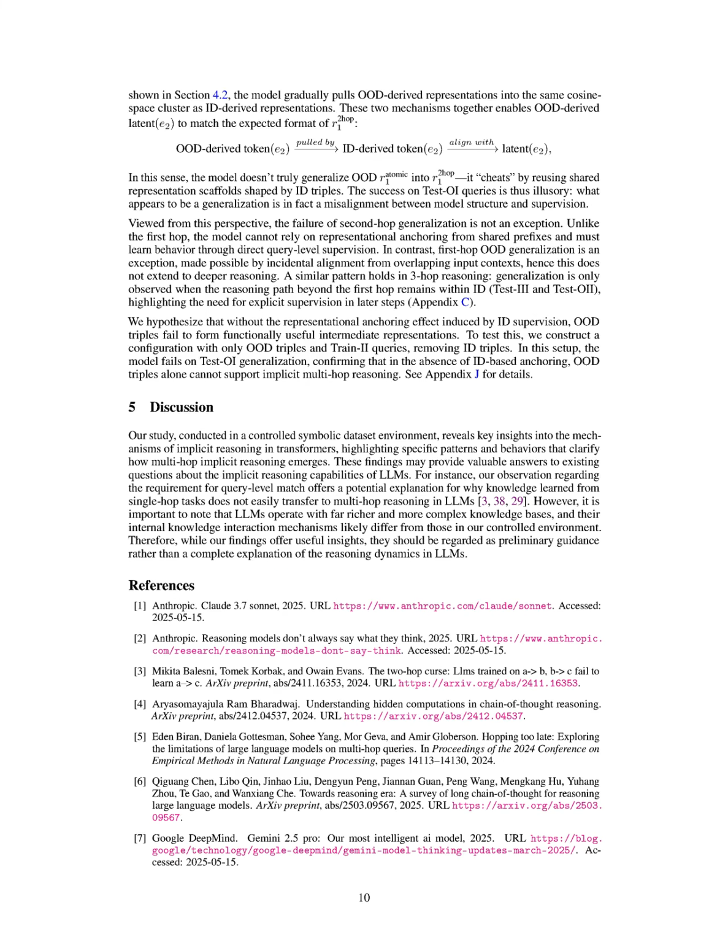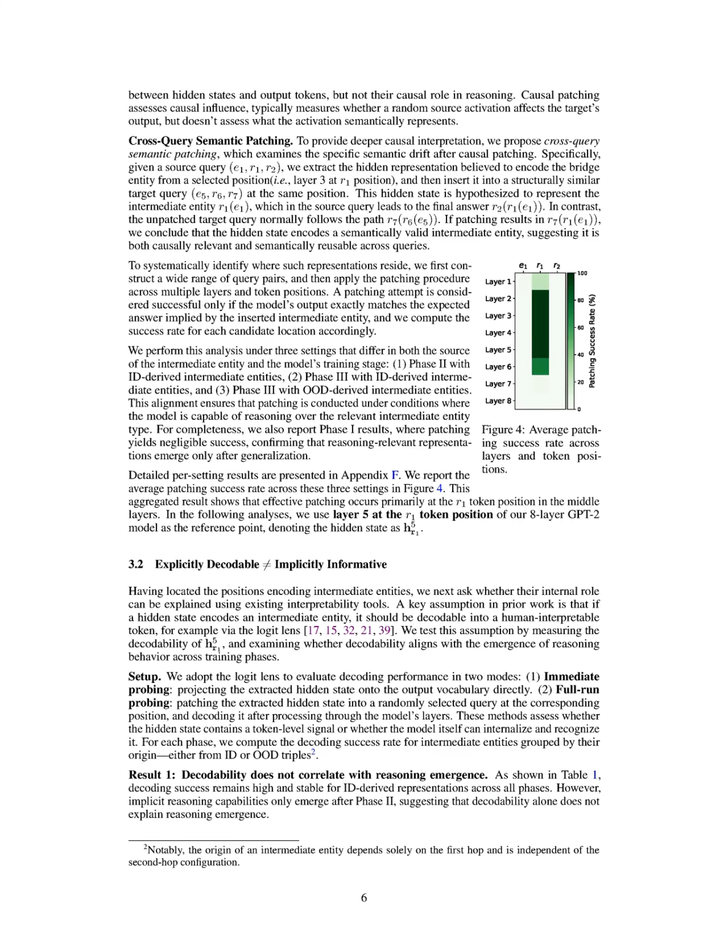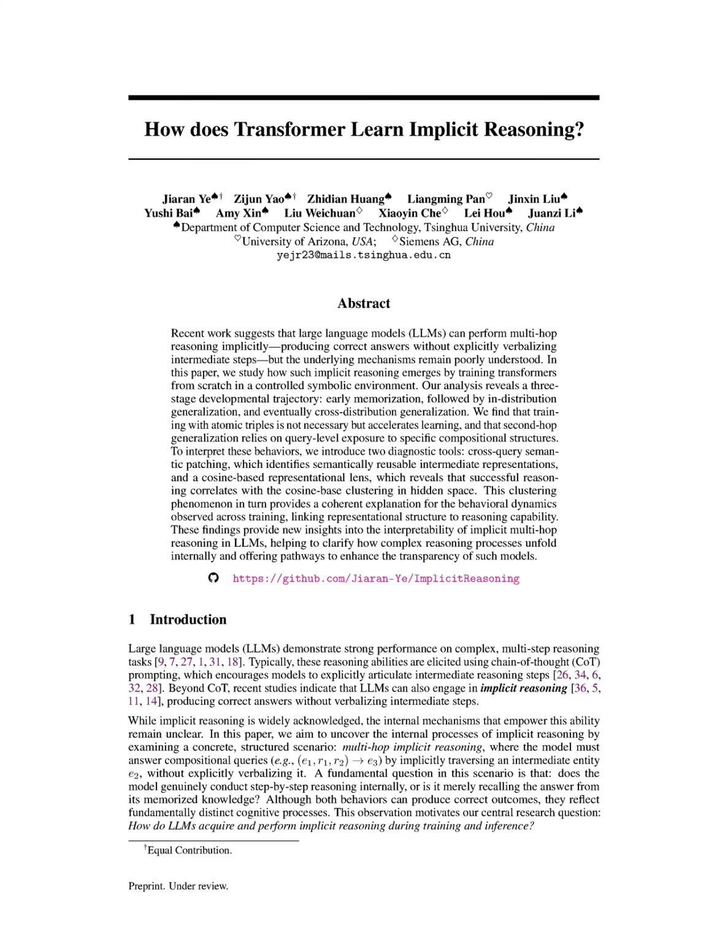Initially during phase 1, the model memorizes the atomic facts, such as Alice is a friend of Charlie and Charlie is a sibling of Bob, but does not generalize to the multi-hop query. As training progresses to phase 2, the model begins to form intermediate representations at the R_1 token position, where it encodes the intermediate entity, e.g. Charlie, in its hidden states.